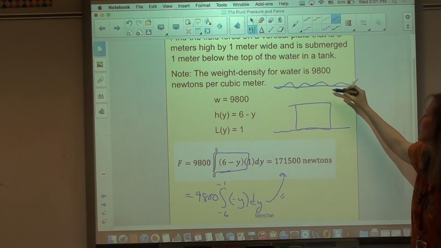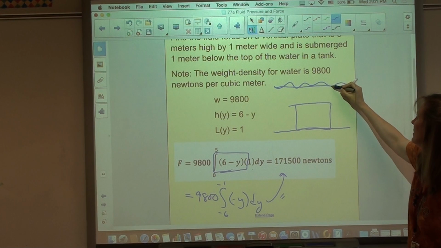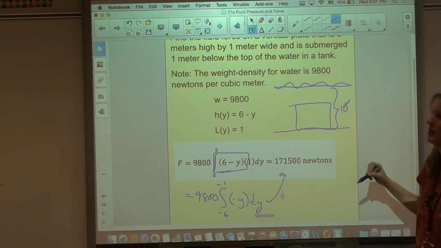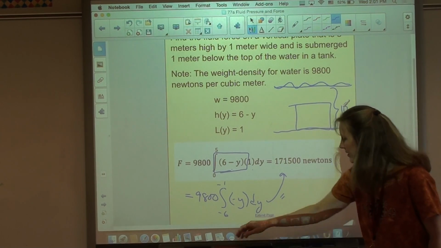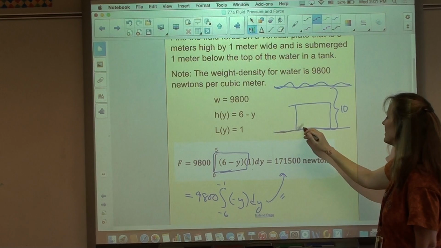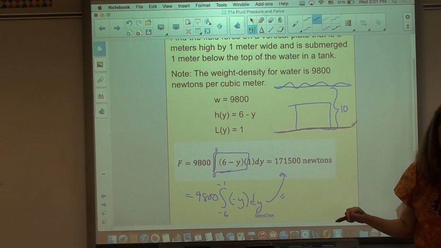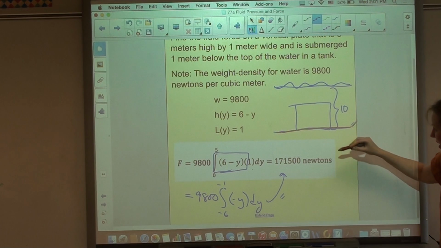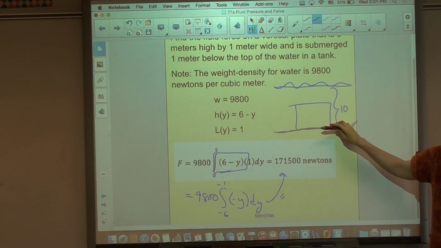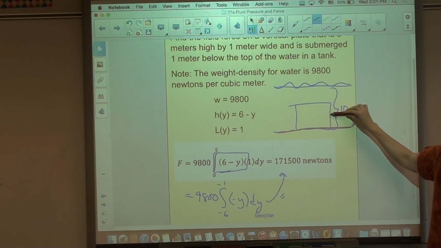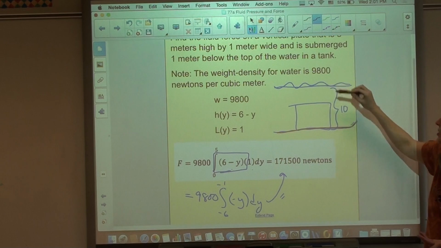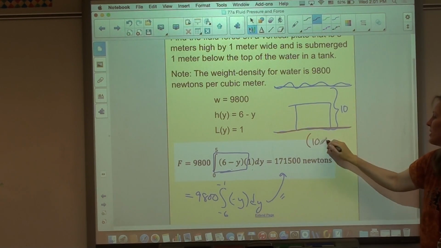Just know that, say this distance is 10, and say my x-axis is down here. Then I'm going up, say my y value is 1, what would my depth be? 9, right? If my y value is 2, my depth would be 8, and so forth. So your depth formula would be 10 minus y.